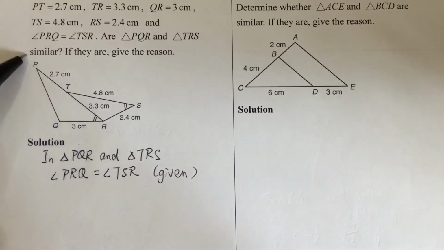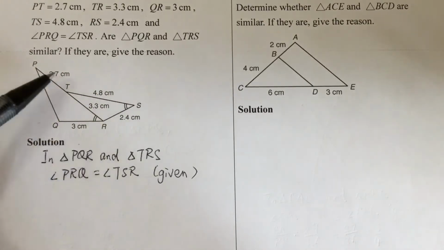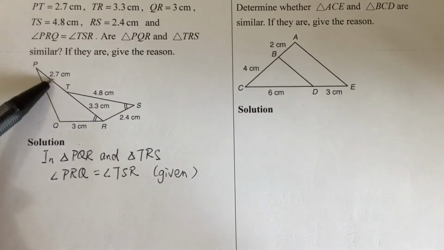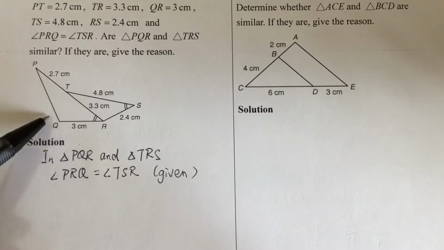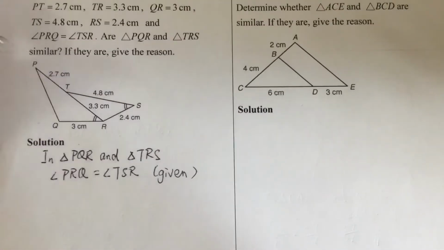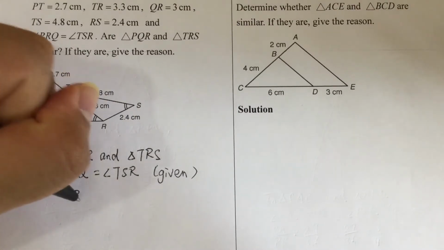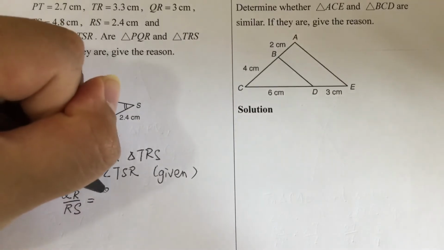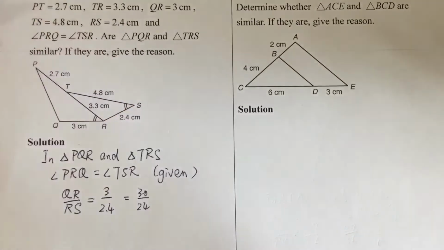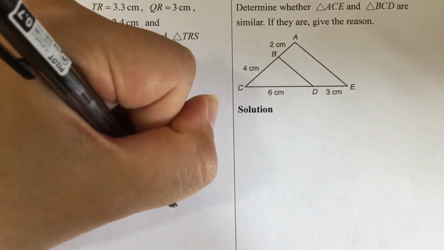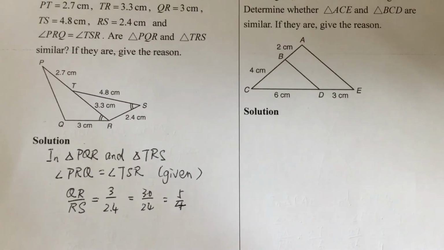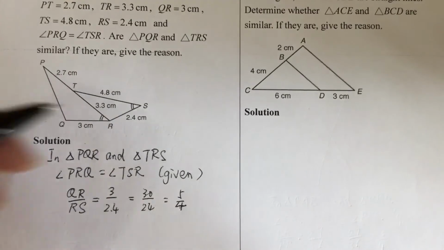And then we will choose these two sides, PR and QR, so that we choose TS and RS. So 2.7 plus 3.3 is 6. 6 is longer than 3. So that means we use the shortest one first, QR over RS. Okay, let's use QR over RS. So this is 3 over 2.4. So this is 30 over 24. So you will see this is 5 over 4. This is 1.25.